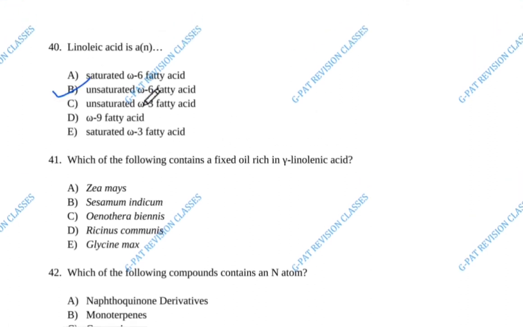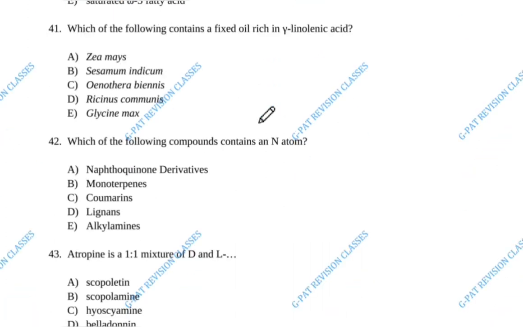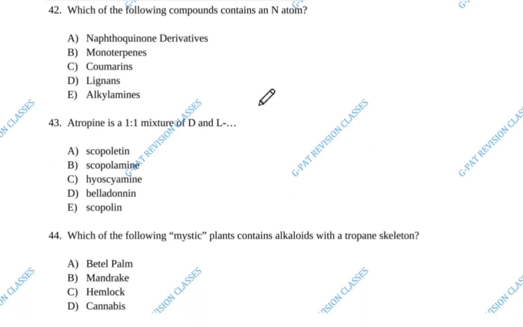Linoleic acid is an unsaturated omega-6 fatty acid. The answer is B. Next is question number 41. Which of the following contains a fixed oil rich in gamma linolenic acid? The answer is C, Oenothera biennis. Next is question number 42.